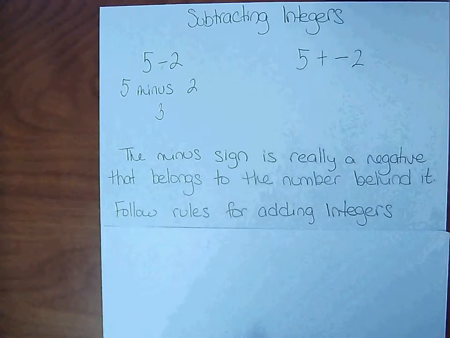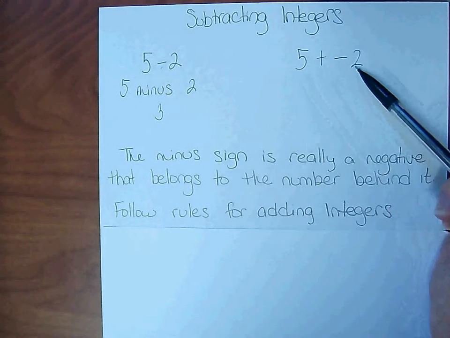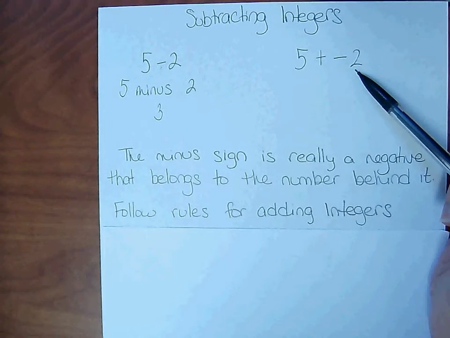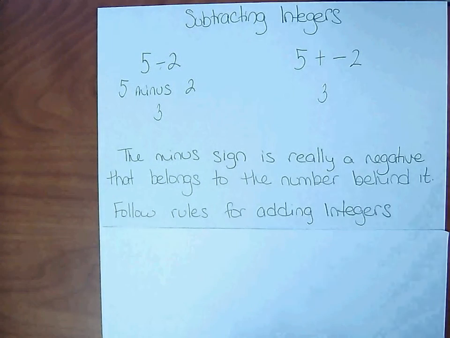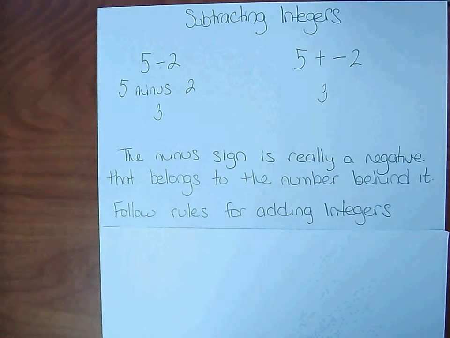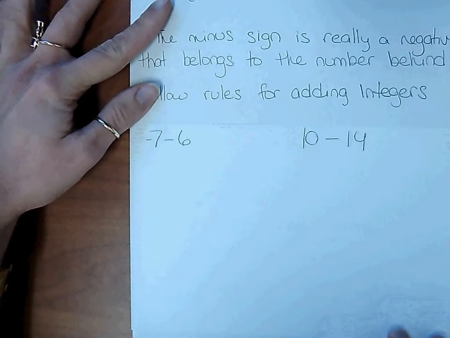So we can look at this problem now and see it as a positive and a negative. Different signs, subtract the numbers, 3, and keep the sign of the number with the greater absolute value. So it is positive 3. So let's go ahead and try some problems using that new thinking.